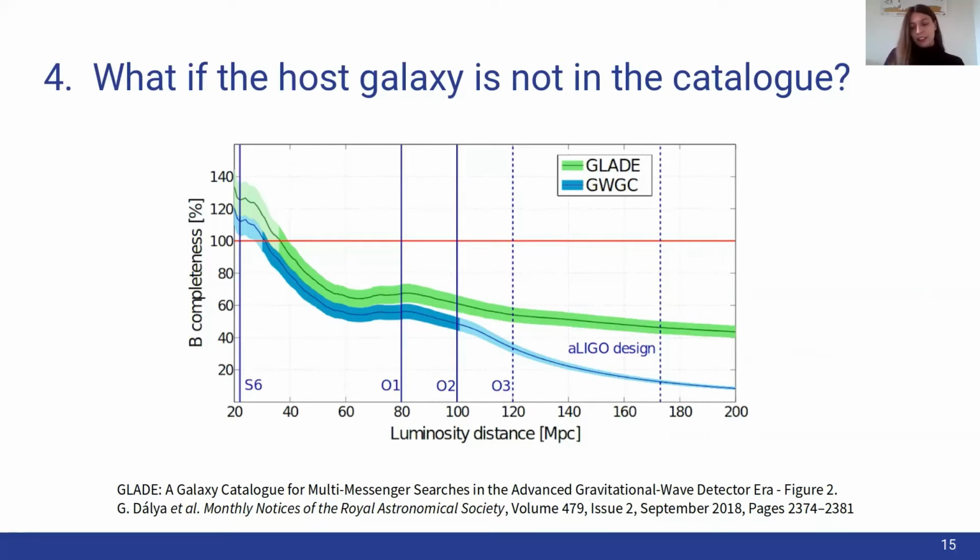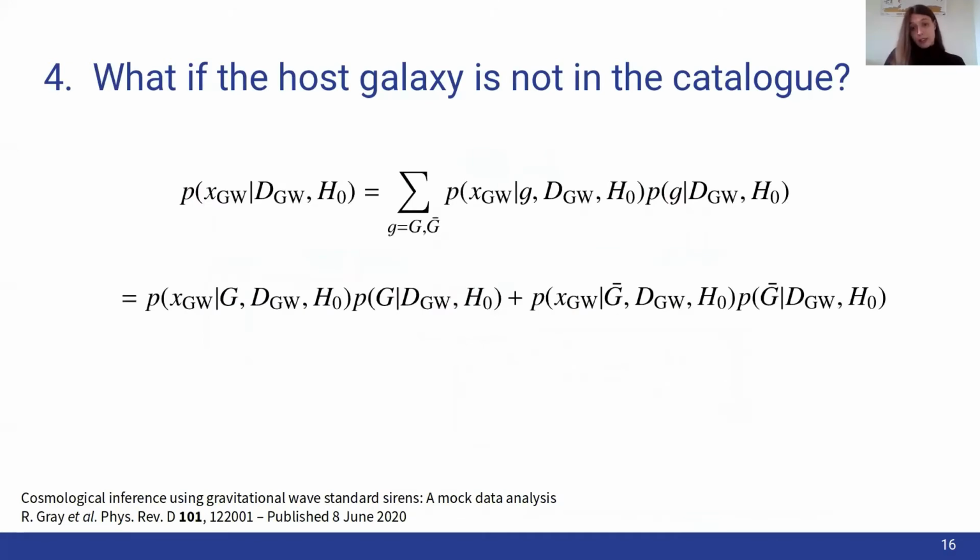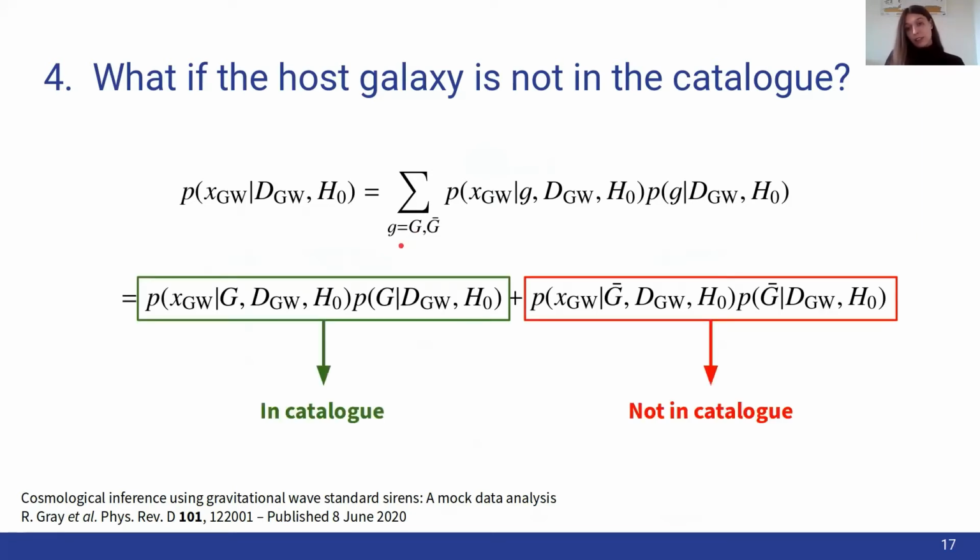So how do we actually account for this in our method? Well, essentially, we come back to this term here, the likelihood for an individual event, and we marginalize it over this term little g, which can take two values, big G corresponding to in the galaxy catalog, and G bar corresponding to not in the galaxy catalog. So we've now got four different terms.